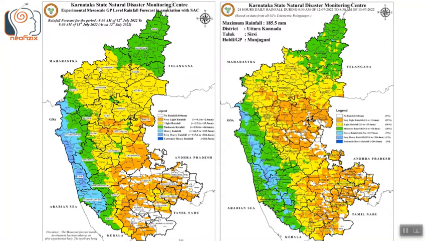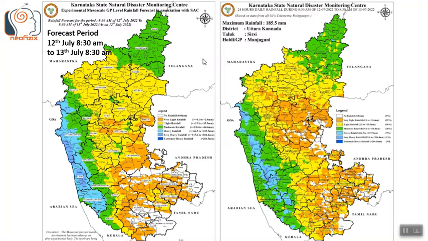We need plots like these Karnataka maps. On the left, we have a forecast made for the 24-hour period between 12th July 8:30 am to 13th July 8:30 am. And on the right, we have the observed rainfall for the same period. So the left image is the forecast and the right image is the observed value.